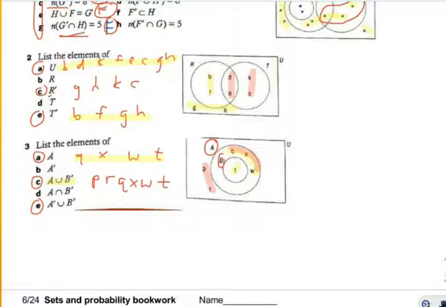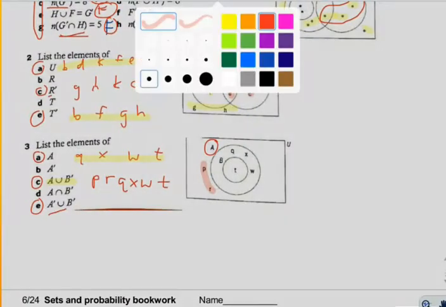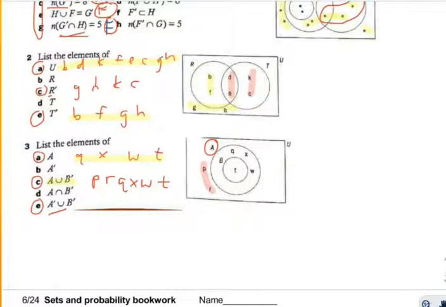Because everything on here is either inside A or outside B. And that's its union. So now the last one, A complement union with B complement. A complement would be these two atoms here. B complement would be these three plus these two also. Now the union of those would be everything except for T, so we just write P, R, Q, X, W, and then we don't have T, right?